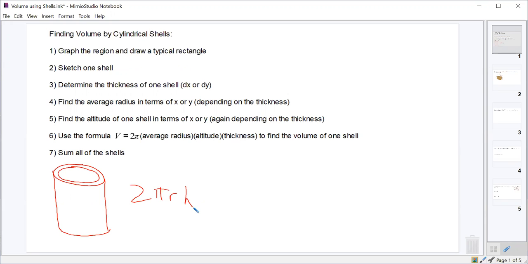And then the volume will be the thickness of it, which I'm just going to write as thickness, which is either dy or dx, depending on which way we're doing. And we'll worry about which way we're doing in a second. So the whole idea behind a cylindrical shell is, suppose that this is the axis I was revolving some region around, say it was the y-axis.